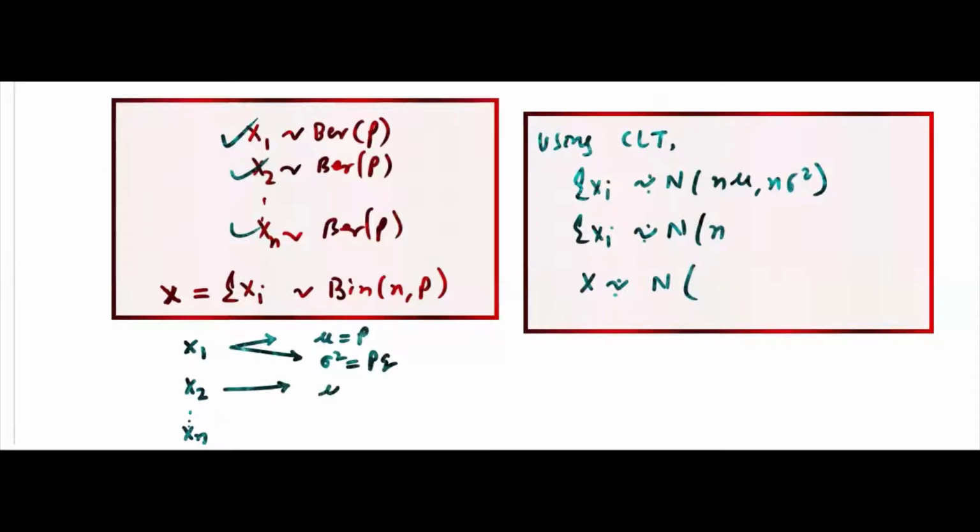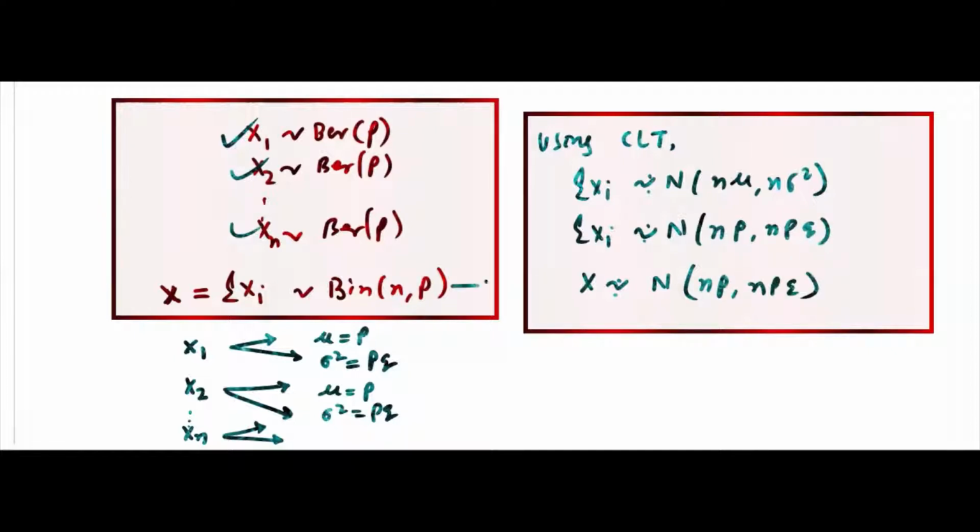Similarly for x2, I will write mean is p, variance is pq. I am considering Bernoulli, not binomial. For xn also similar values we will get. So let me write mu p here and sigma square pq. So if you see here, I got np and pq.